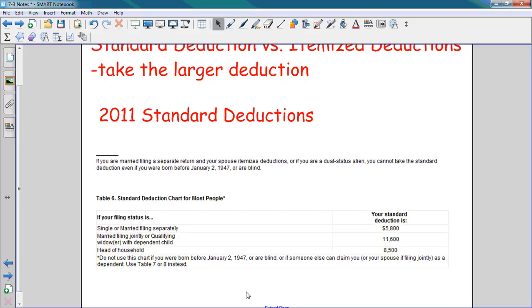Well, if you think about it, married filing jointly is two people. It just doubles $5,800. So instead of just taking $5,800, you just double it. You get to take out $11,600. If you can claim head of household, and head of household is something that you'll have to look up if you think you can claim it, I'll give you a general idea of it in a little bit. But if you can claim head of household, you can take a standard deduction of $8,500. And I'll explain that in a minute.